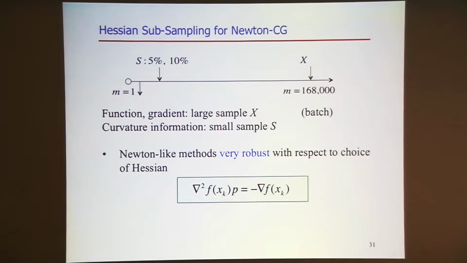I'm going to talk now about the concept of subsampling the Hessian. It means that you choose a certain sample to compute the function and the gradient, and you use a much smaller sample to evaluate the Hessian. And I mentioned that this is possible because Newton's method is very robust with respect to the choice of the Hessian.